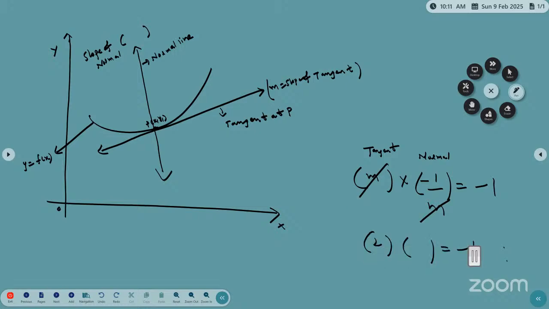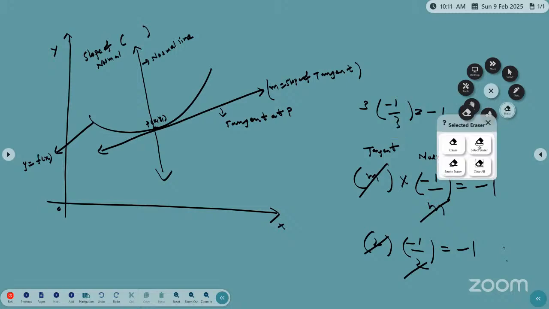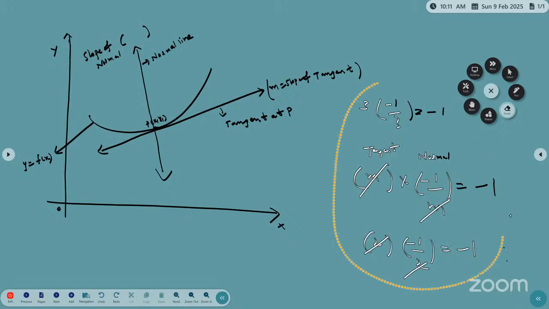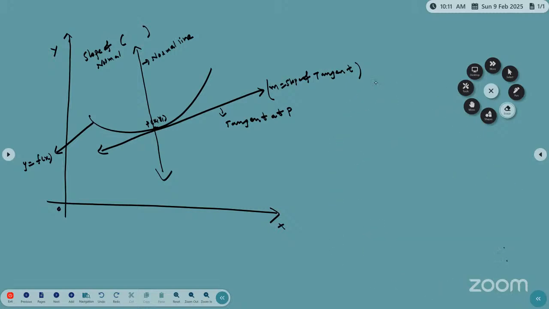If the slope of the tangent is 2, what is the slope of the normal? The product must be minus 1. If the slope of the tangent is 3, what is the slope of the normal? Then only the product of slopes will be minus 1.